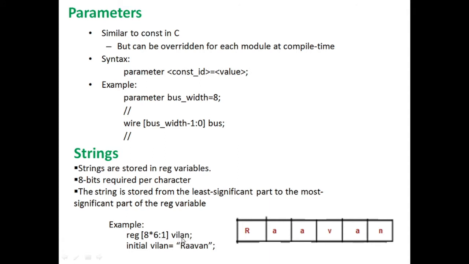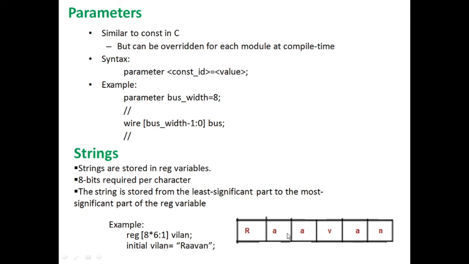Here villain is a variable. It is of type reg. That means villain is a register variable. So what is the capacity of this register variable? It is [8*6:1]. Let me explain. Here I am having Raavan. It is having 6 characters. For storing each character, Verilog requires 8 bits. So the register variable should accommodate the string, whatever you are sending to your register variable.